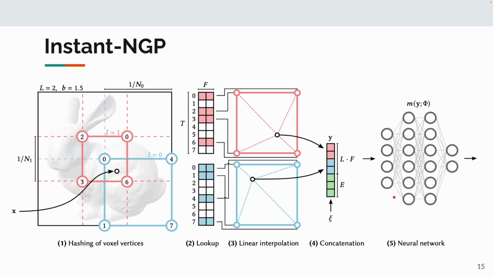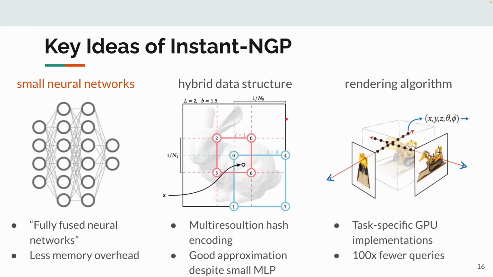And this MLP is actually a fully fused neural network, which we will talk about later. This MLP will output different outputs depending on the task you want to perform. For NeRF, it will output density and color, and for SDF, it will output the distance to the closest surface. So the key idea of Instant-NGP is first, fully fused neural networks. Fully fused means the entire neural network can be implemented as a single GPU kernel, and thus has less memory overhead.